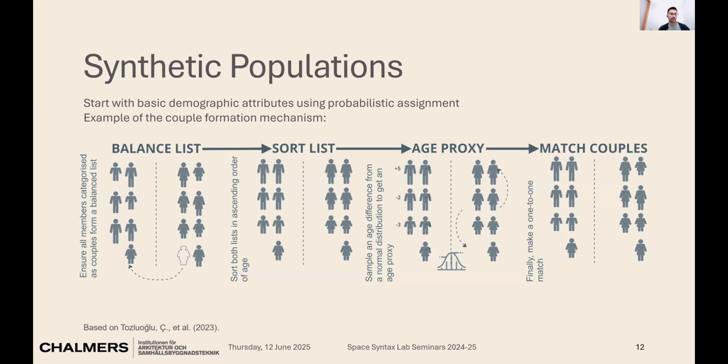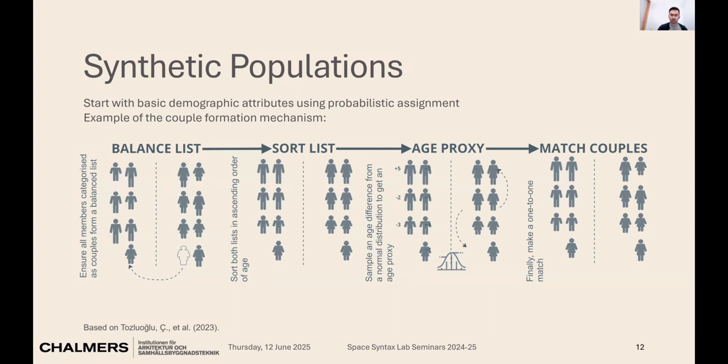So one example here is along the different demographic attributes that we start assembling for our synthetic population. One is how couples are formed in the population. Our approach to this, inspired by Tuzluglu et al., was to start with two different lists of sexes, males and females, and then sort them, use a proxy for their age, and then start matching them.